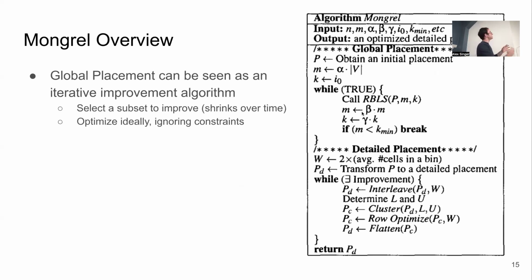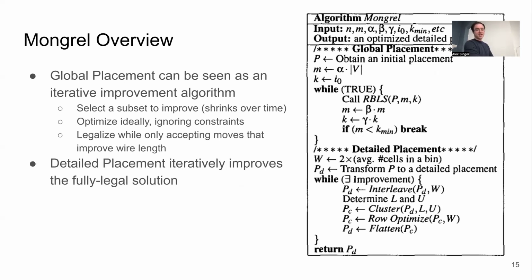We're going to optimize it ideally, ignoring constraints using that LP formulation. And then we're going to legalize while only accepting moves that improve wire length. So as we're doing those ripple moves, we only accept moves that actually improve the wire length. And then detailed placement iteratively improves the fully legal solution after global placement. And it tries to interleave cells between their neighbors to try and find more optimal positioning for them for HPWL. And that's the overall flow.